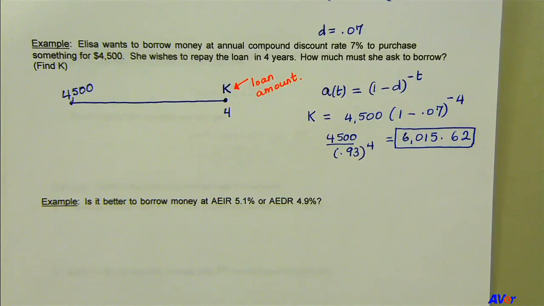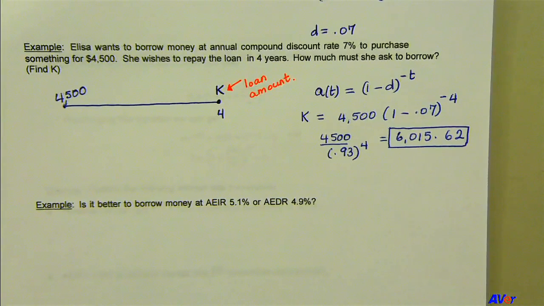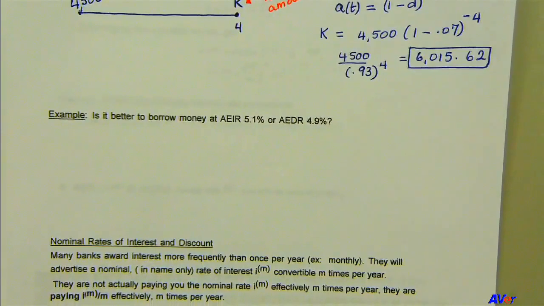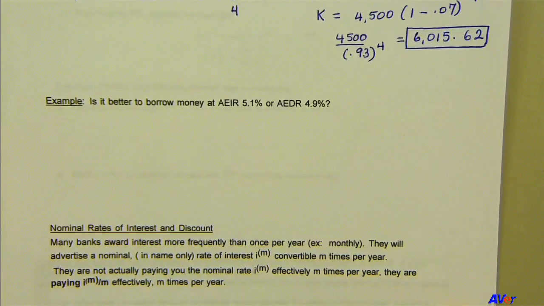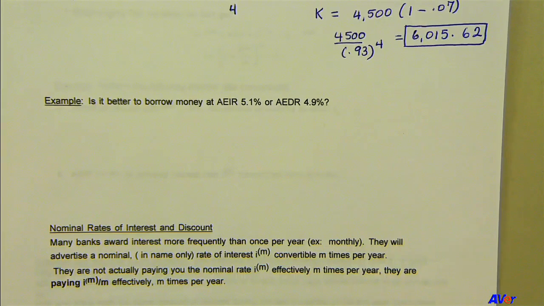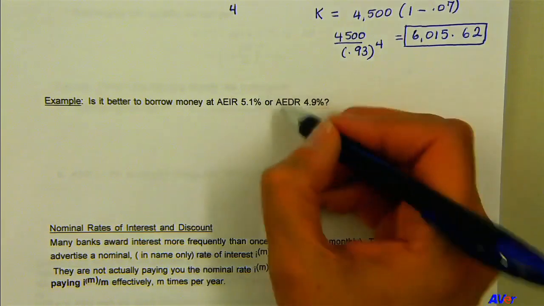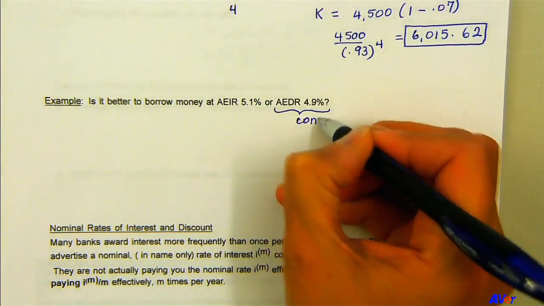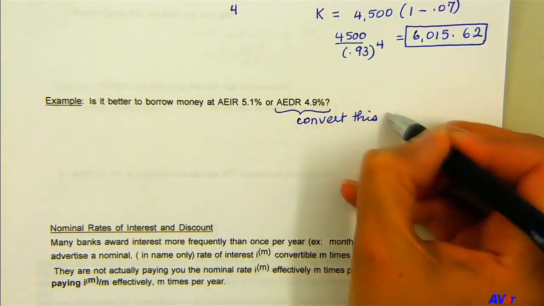What's your question? Everything okay with everybody? Next question. Is it better to borrow money at 5.1% interest or 4.9% discount? What should you do to answer this question? Would you convert the discount amount to an interest rate? Yeah. Exactly. How about convert this to i?